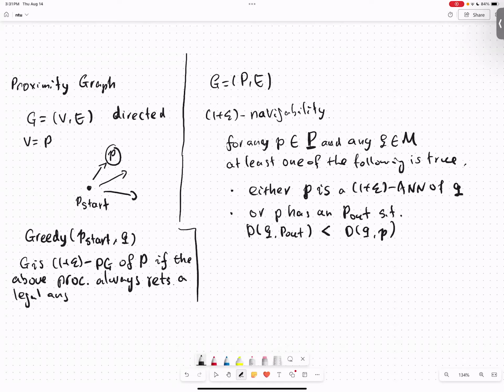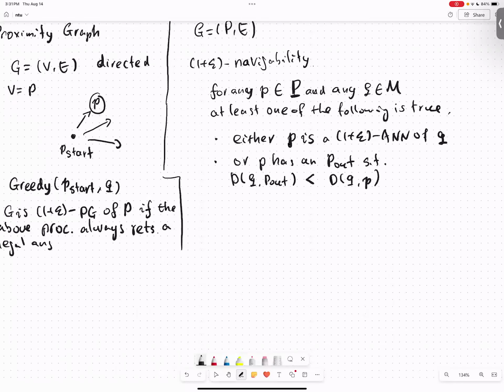Okay. All right. Now, this is something we will hold on to, okay? So this 1 plus epsilon navigability gives you a non-procedural definition of what a 1 plus epsilon PG is, okay? So now we have got two definitions, all right? The second one is the one that we will rely on, okay? Good. All right, I still have 30 minutes today.